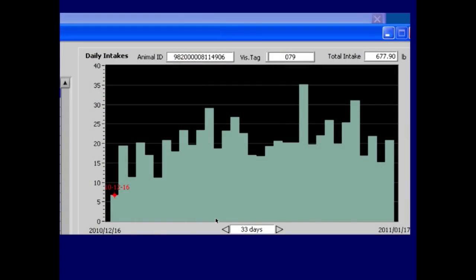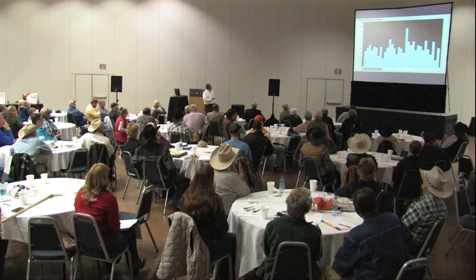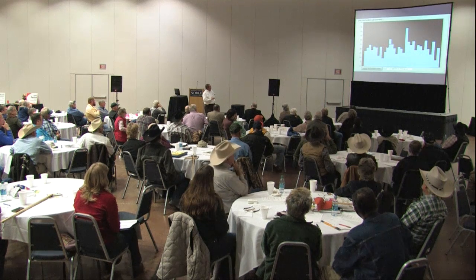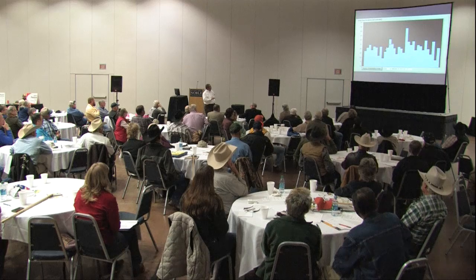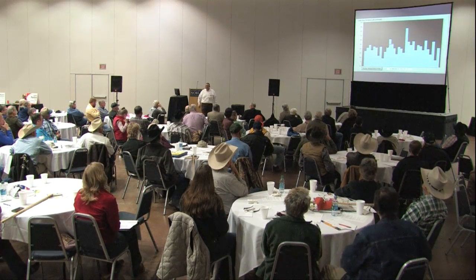pounds a day. This is the same pen for one day for all 32 animals that are in that pen, and look at the variation by animal. Again, each of these bars represents an animal for a day. So within that pen, these animals are eating somewhere between, well, here's our old buddy that was eating less, but when we start looking at data on an individual animal basis, you all know it. You look at your cows and you know she's a good doer. It doesn't take much feed for her to do well. And that old cow over there, she never comes to feed, and she always looks good.